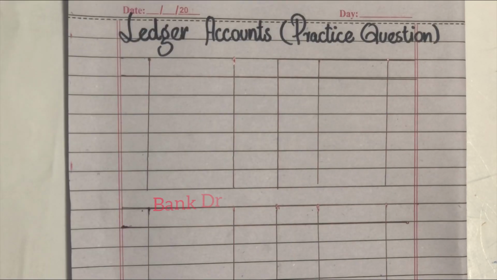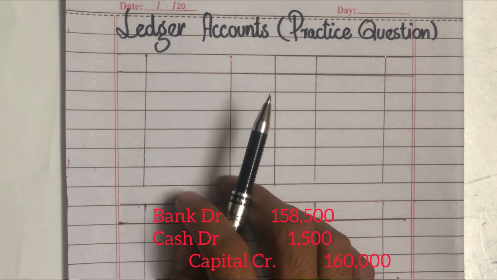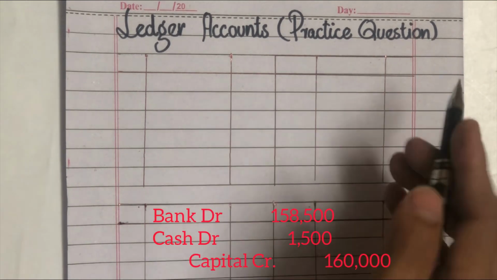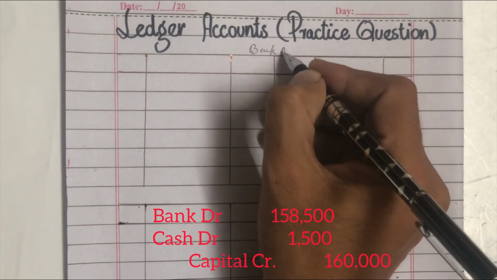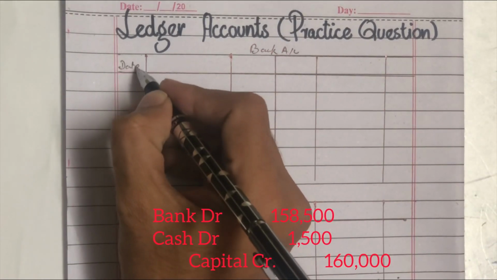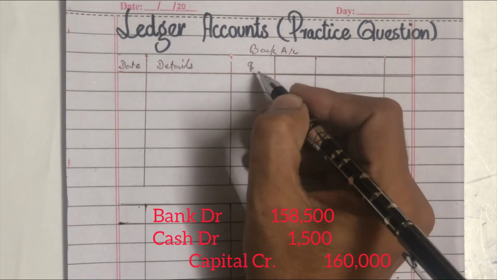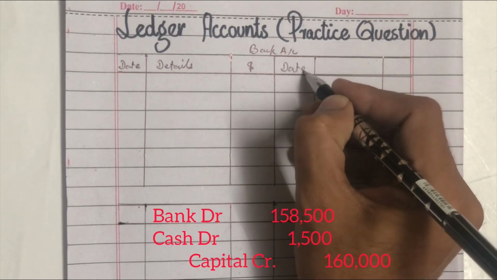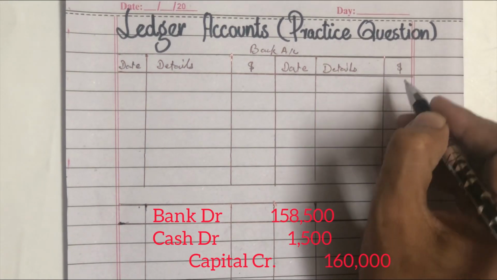So let's start. The first entry that we have is bank debit and cash debit, capital credit. So the first account that we need to make is the bank account. I'm going to write the title, bank account. In the first column we have date, details, and the amount. That's the debit side, and on the credit side we'll have again date, details, and the amount column.